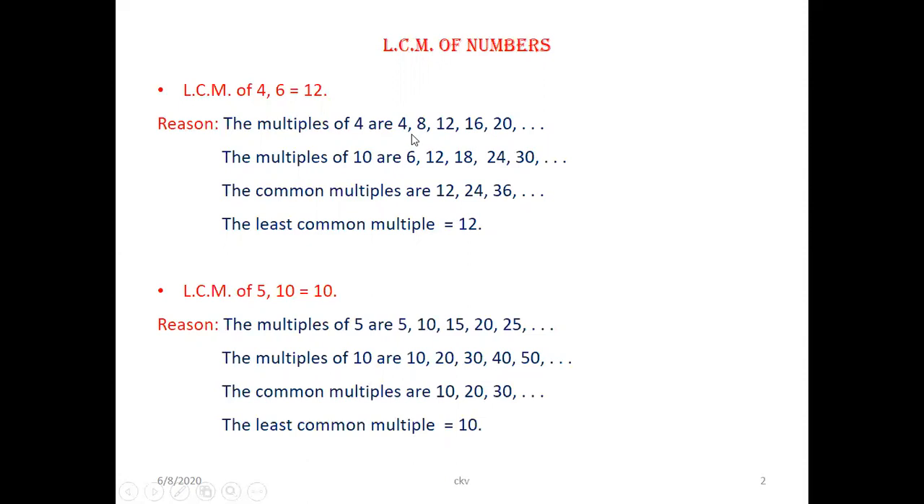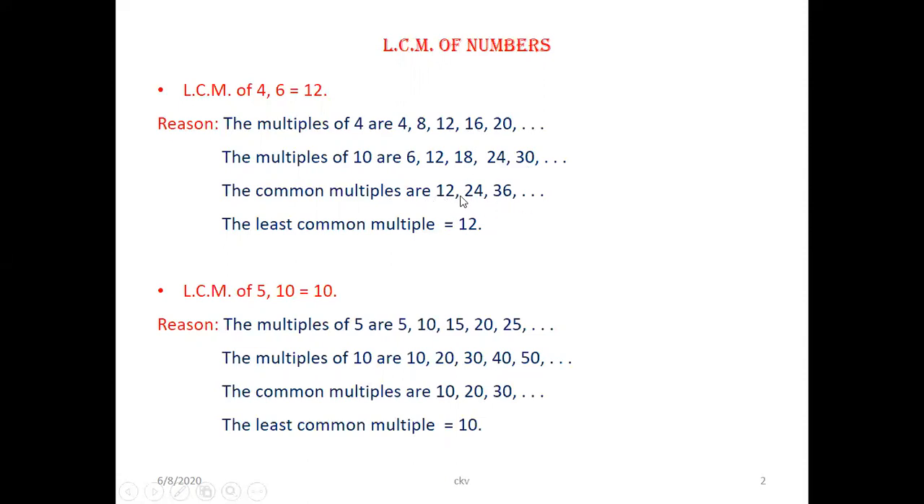If you write the multiples of 4 table, you will get 24 because 4 6s are 24, and you get 36 because 4 9s are 36. And 6 6s are 36. So these are the common multiples of 4 and 6. Here instead of 10 you must write 6. And then you pick up the least common multiple.